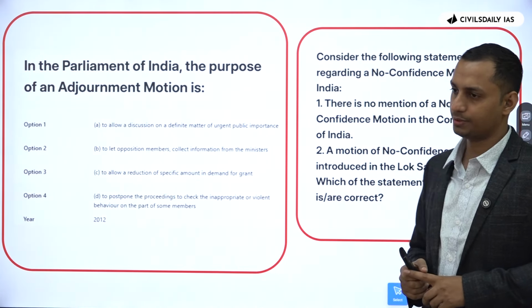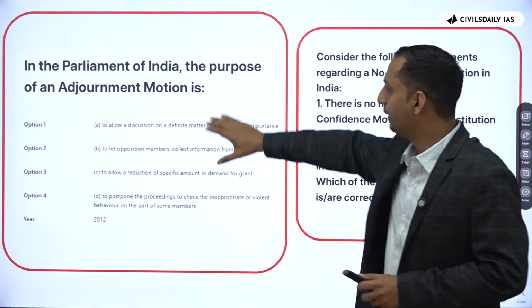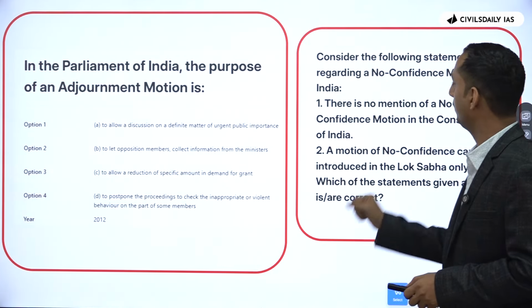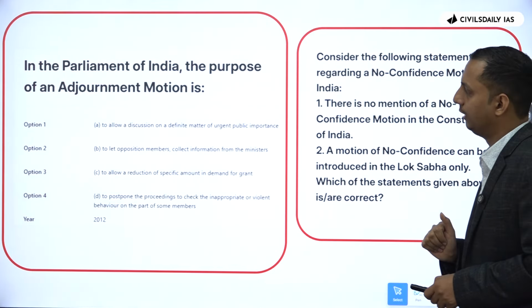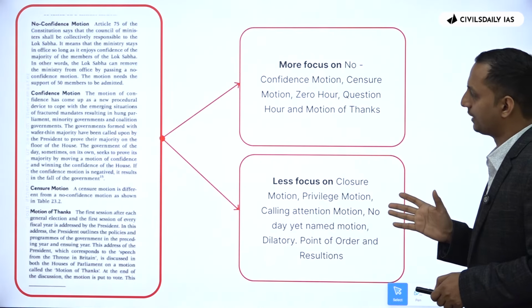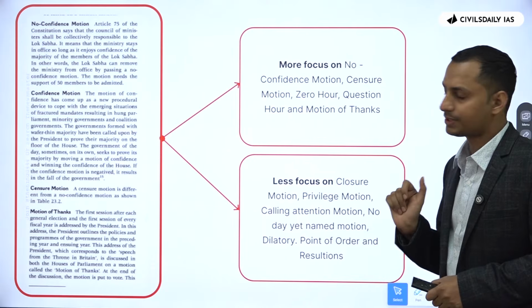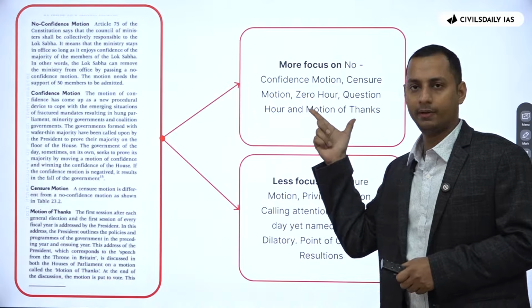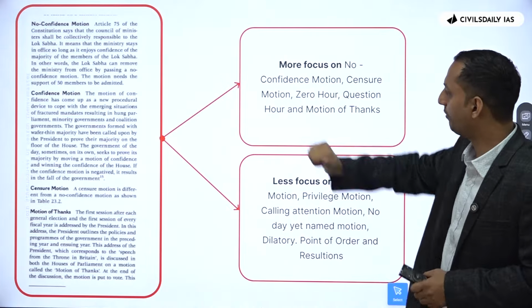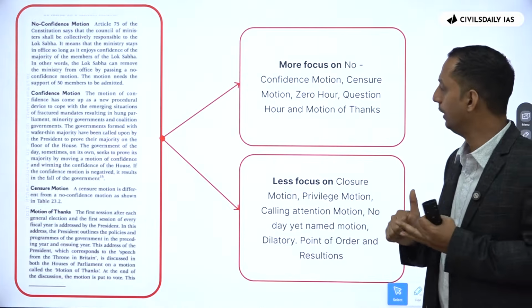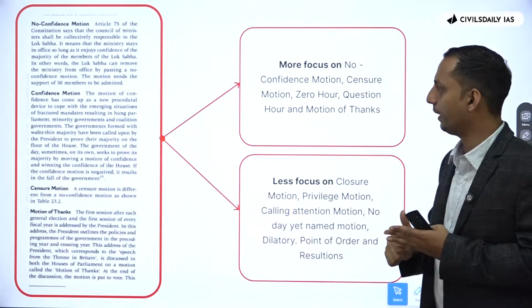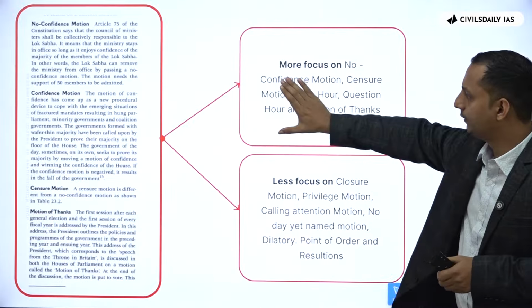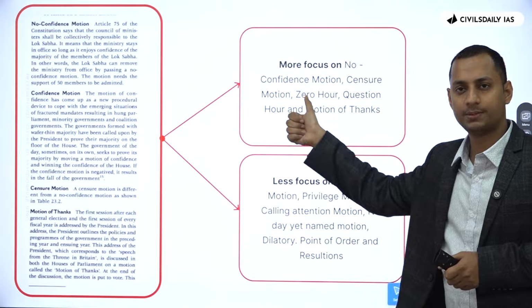Now, what about different motions? You can see here, adjournment motion has been asked, no-confidence motion has been asked, but there are other motions as well, right? You must understand which are the more important areas. For example, no-confidence motion, censure motion, zero hour, question hour, and motion of thanks. You need to focus more on these.